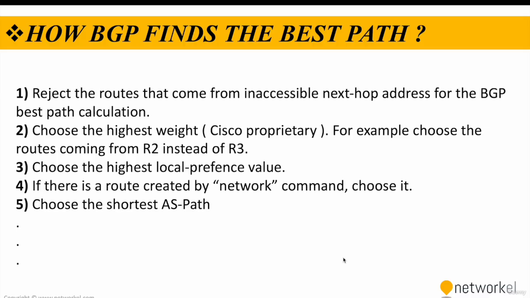So this is how BGP finds the best path. It evaluates all the statements starting from statement number 1, then evaluates 2, 3, 4 and 5 to choose the best path.